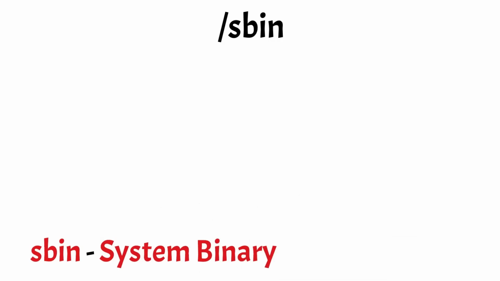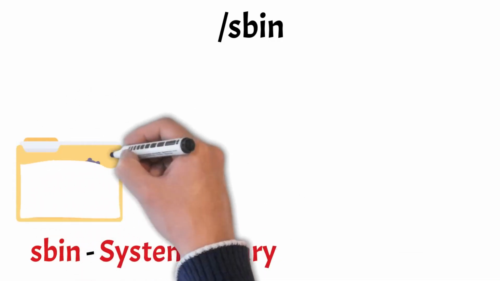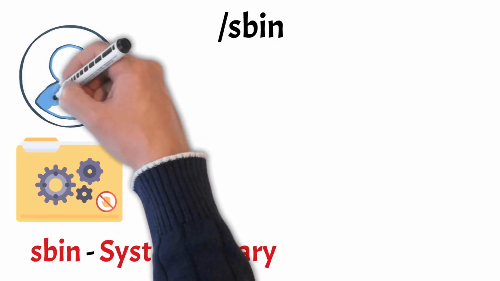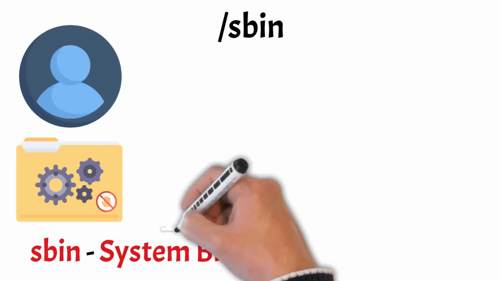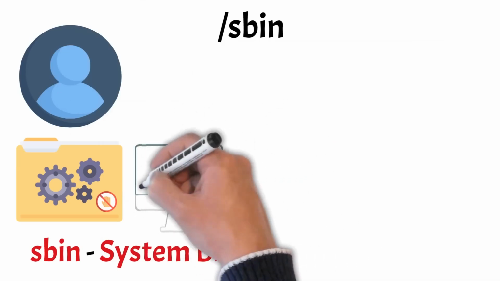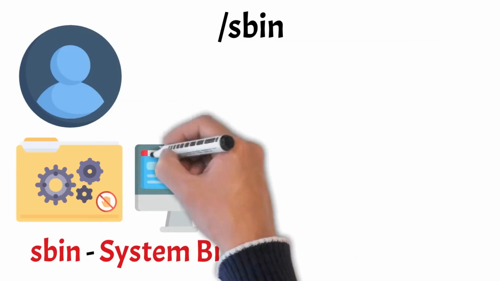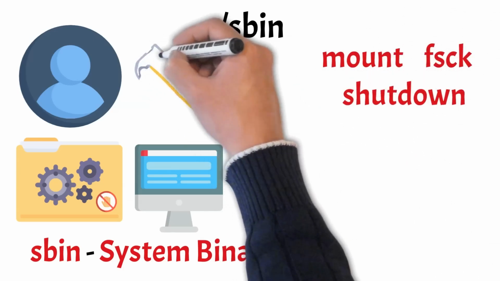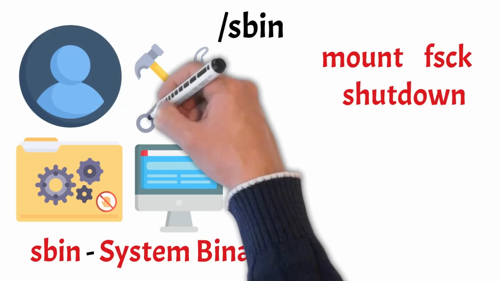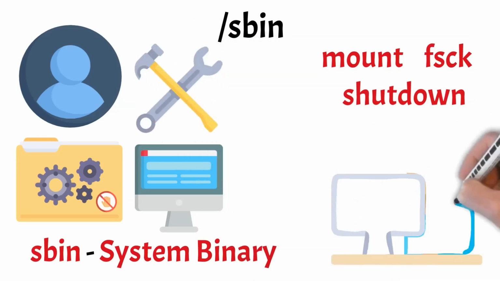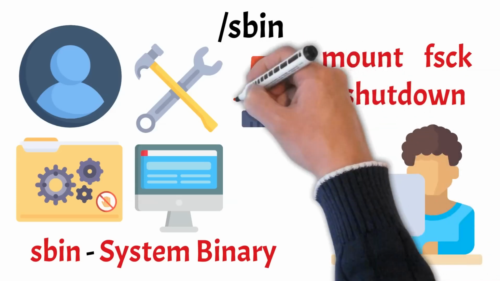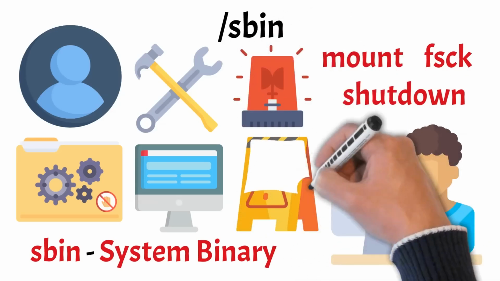Next is the sbin directory, which stands for System Binaries. While bin contains general-purpose commands used by all users, sbin holds specialized system utilities, mostly used by the system administrator or root user. These commands are critical for managing and maintaining the system, especially for tasks like mounting file systems, checking disks, or shutting down the system. Most of the tools in sbin require superuser privileges to run. So, unless you're an admin or troubleshooting low-level issues, you'll rarely need to touch this directory, and you definitely shouldn't modify it without knowing the risks.